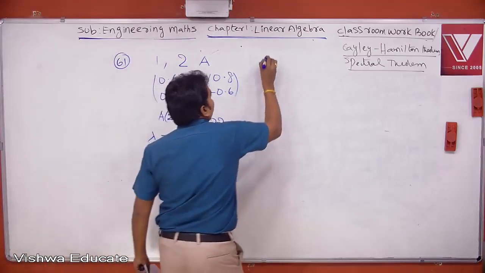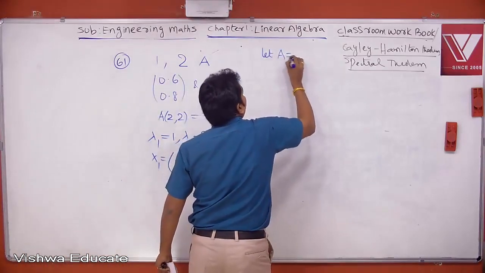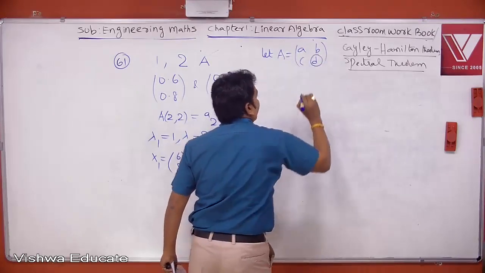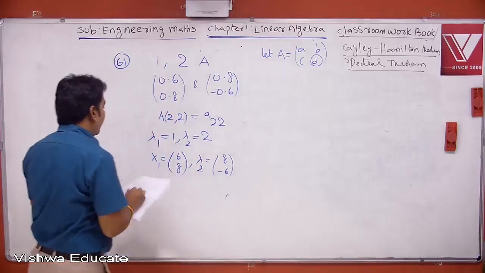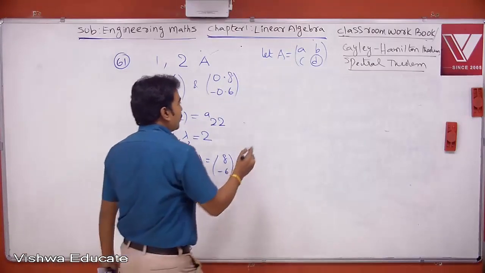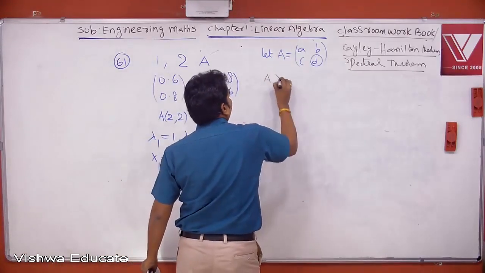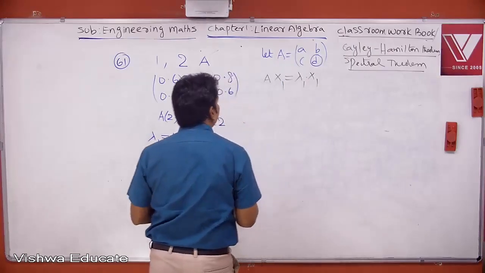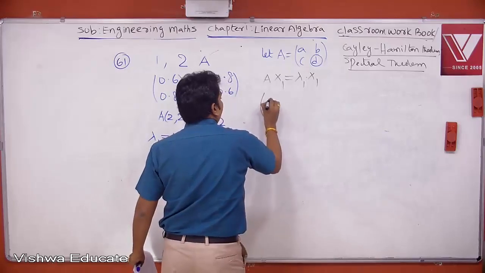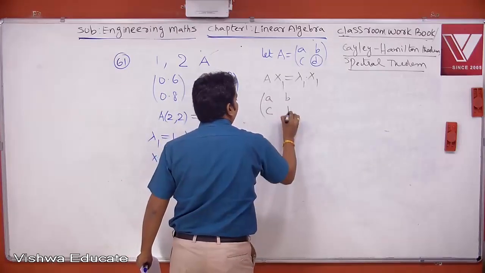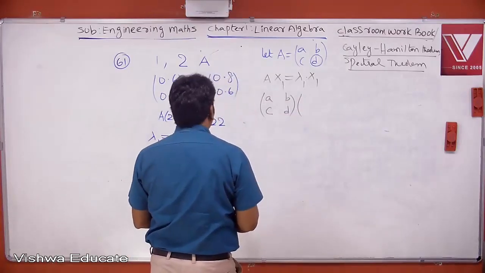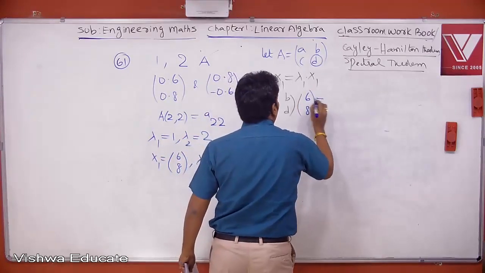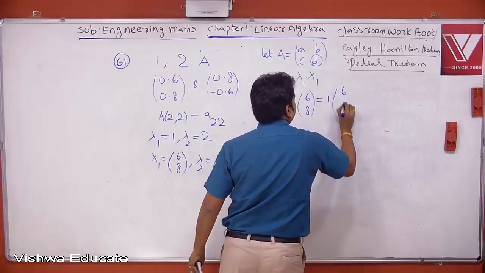So assume that the matrix A is A, B, C, D. I need to find the second element in the second row. Now let us apply the eigenvector definition with respect to the first eigenvalue. This is A into x1 equal to lambda 1 into x1. What is matrix A? This is A, B, C, D into x1, which is 6, 8, equal to lambda 1, which is 1, into 6, 8.